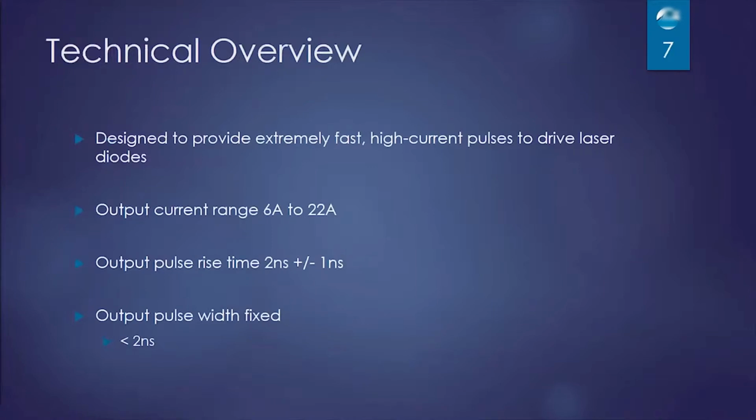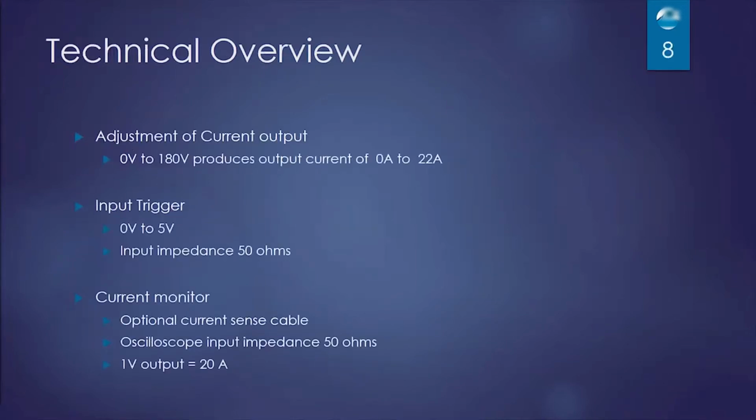This module is designed to provide an extremely fast, high current pulse to a laser diode. The output current range is 6 amps to 22 amps. The rise time is 2 nanoseconds, plus or minus a nanosecond, and the pulse width is fixed at less than 2 nanoseconds. The output current is set by adjusting a high voltage input signal. 0 to 180 volts produces an output current of 0 to 22 amp.